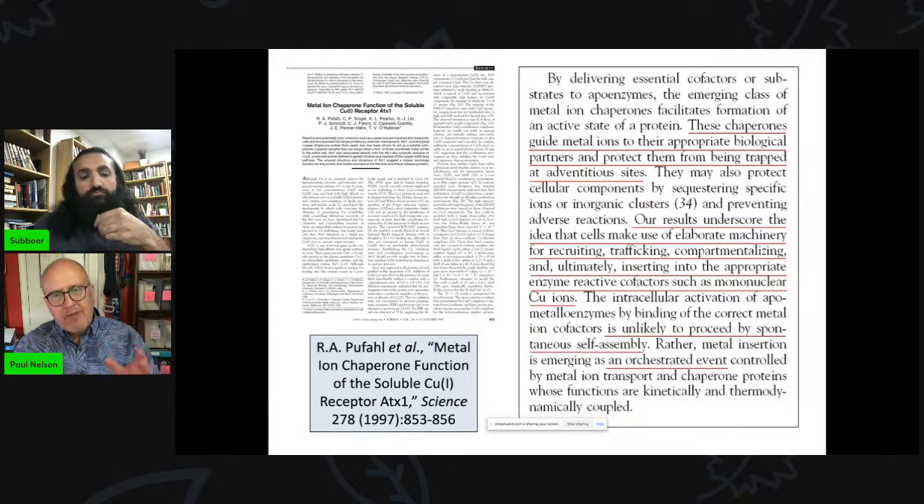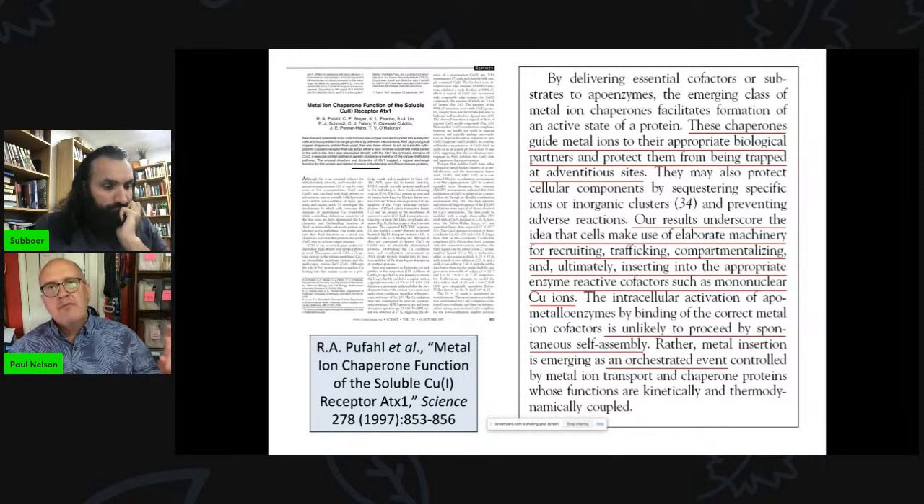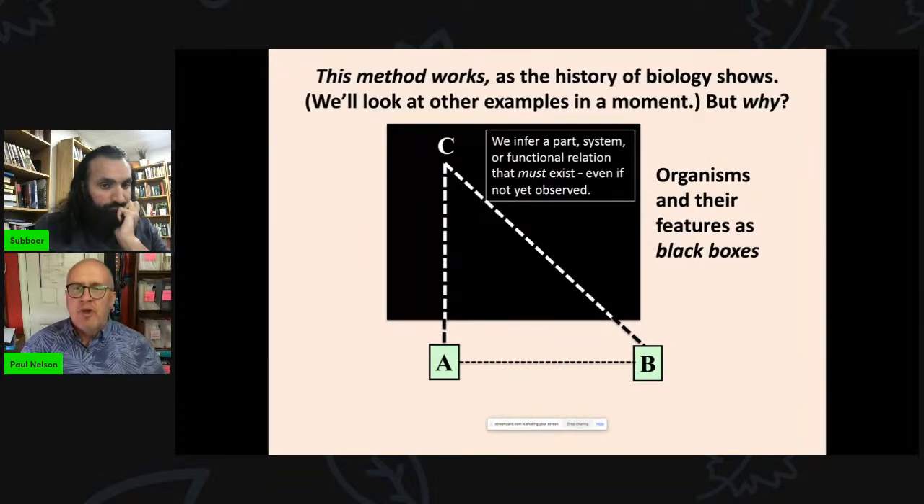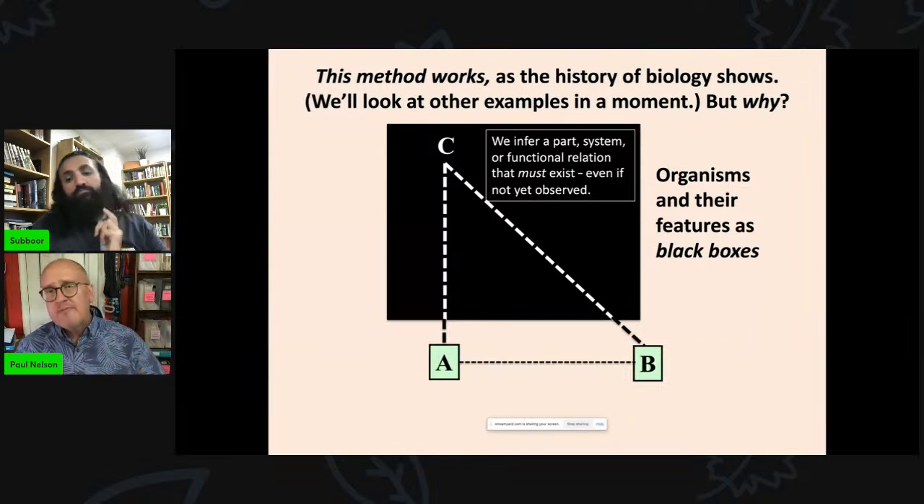So this is my first of several examples of biological triangulation, where you've got two, or obviously n, facts about some black box. And from those, you draw an inference to a system that must be there, even though you haven't yet observed it. So the history of biology shows that this method works. Now, here we need to shift out of biologist mode and go a little bit into philosopher mode.